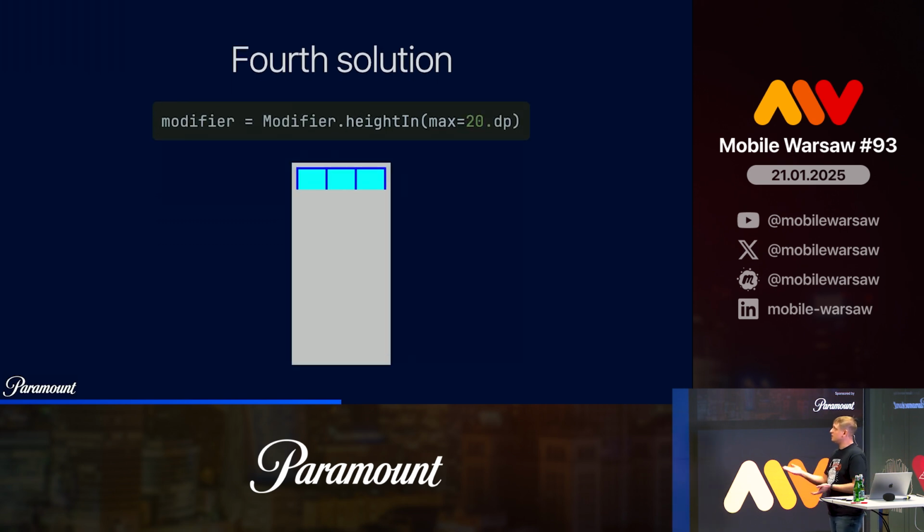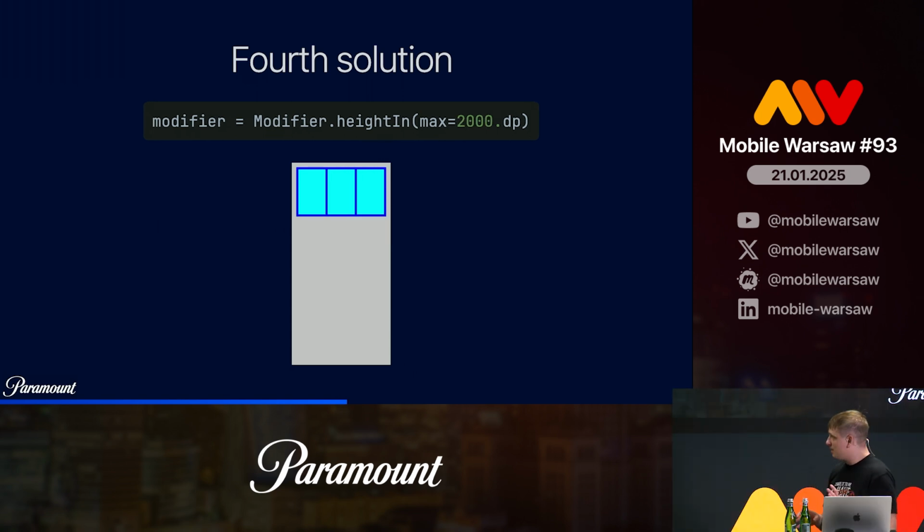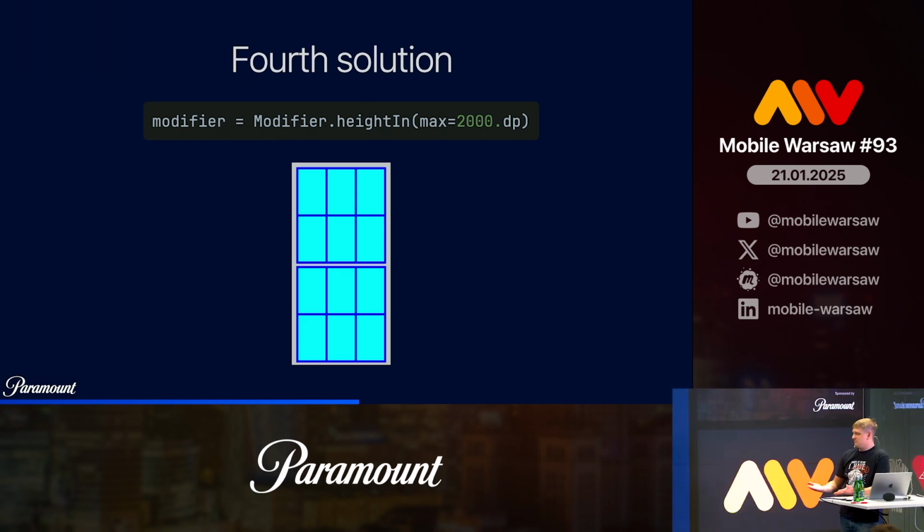So for 20 dp, it would look like that. So our lazy vertical grid is cut off. If we increase it to, let's say, 2000 dp, assuming that's the safe value, we'll get something like that. Cool, finally something like what we wanted. Let's add another lazy vertical grid below. Awesome, that's what we wanted. Let's add more items. Great, even more?